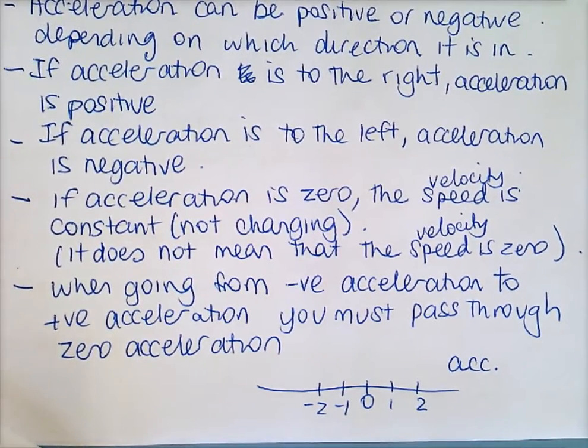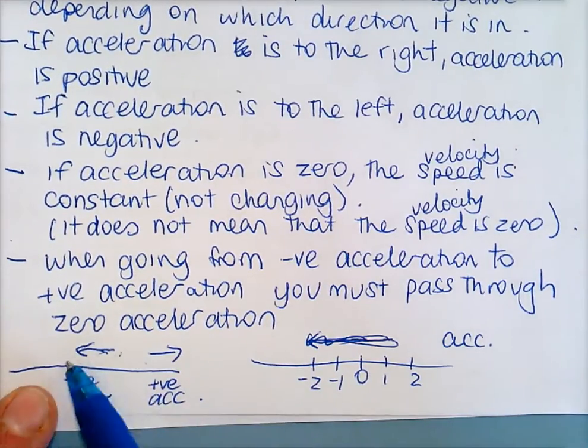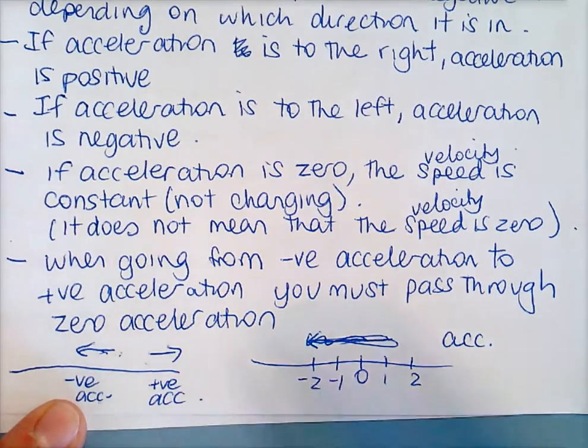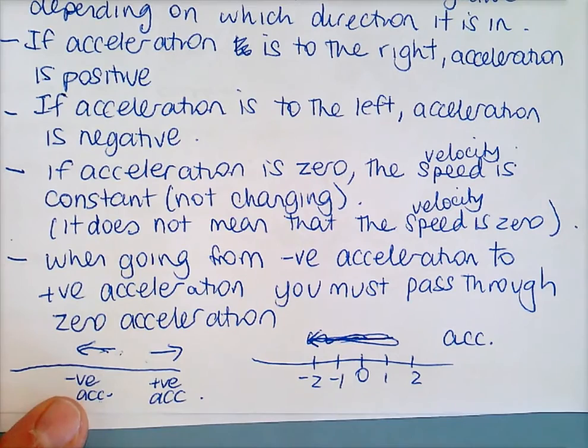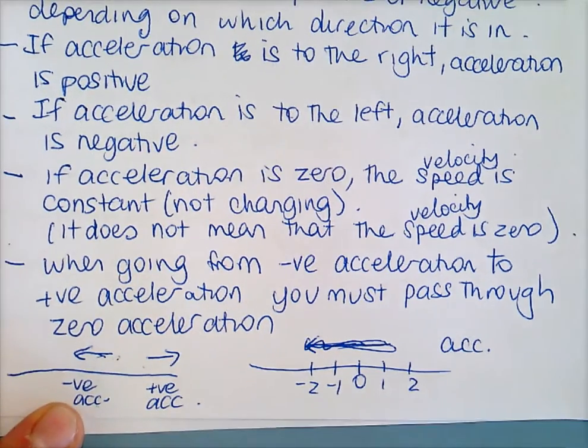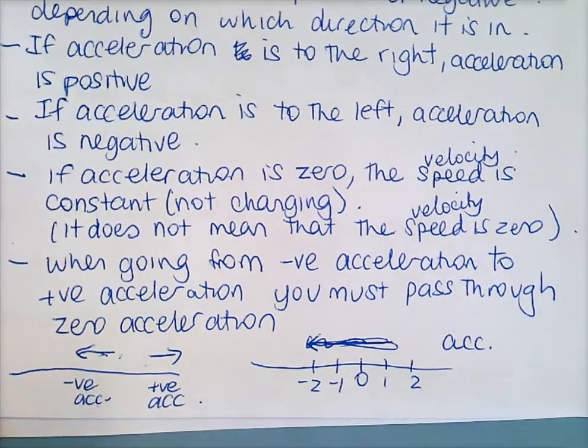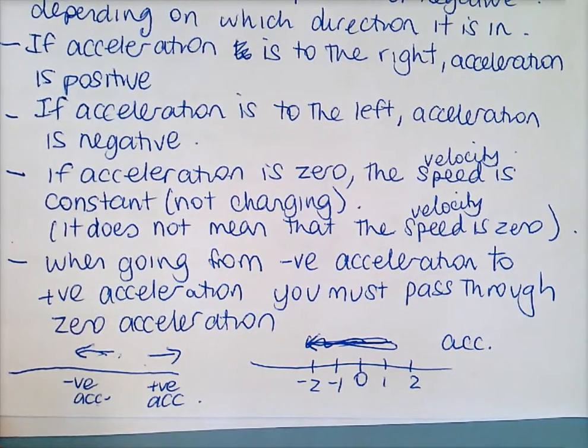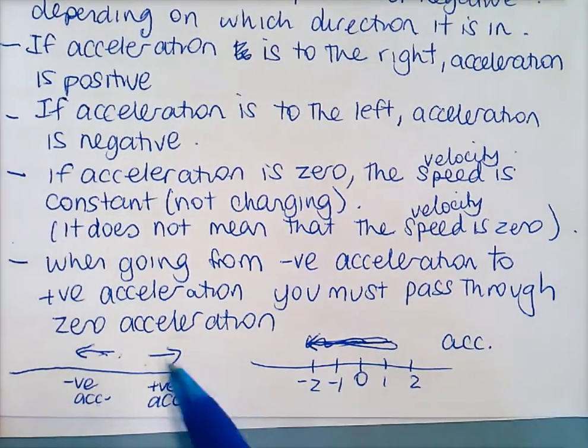Now, I'm just going to draw some diagrams here. Accelerating to the left, it's negative acceleration. If you're accelerating to the right, if that's the direction, it's positive acceleration. And if the speed's not changing, there's no acceleration. Now, if there's acceleration to the left, it doesn't always mean that you're speeding up. It doesn't always mean that, okay?